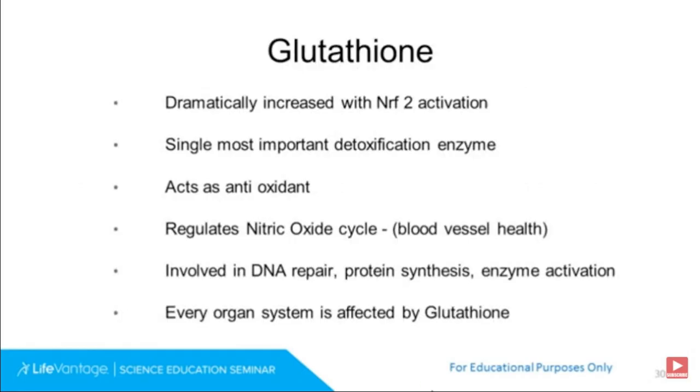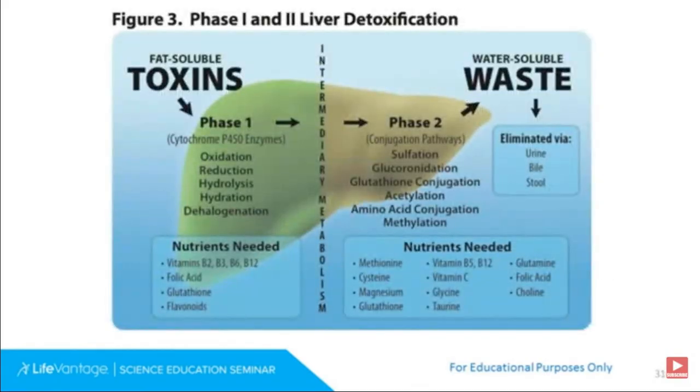So what about glutathione? Glutathione is dramatically upregulated or increased in production with Nrf2 activation, in some studies as much as 300%. It is the most important detoxification enzyme. It also is an antioxidant, and it's also important in the nitric oxide cycle, which is what regulates blood vessel health. It's also involved with repairing DNA, making proteins, activating enzymes, and every organ system in your body is affected by glutathione. People who are highly toxic, who have lots of toxins in their body, typically have very low glutathione levels. And I'll show you why.